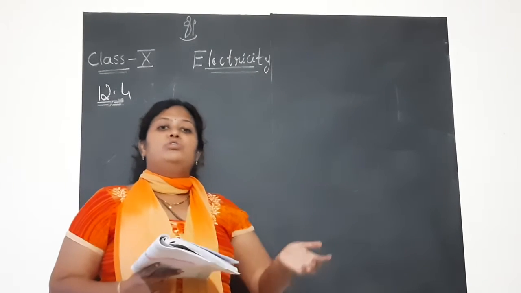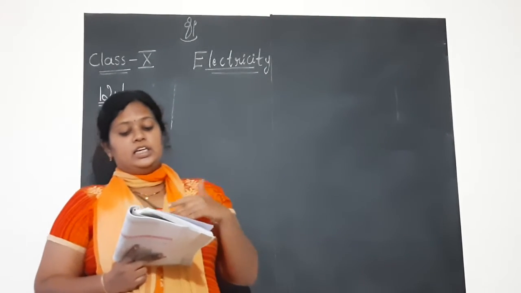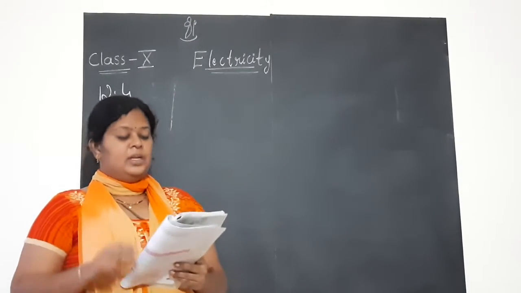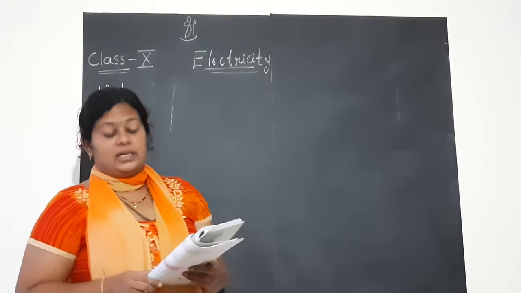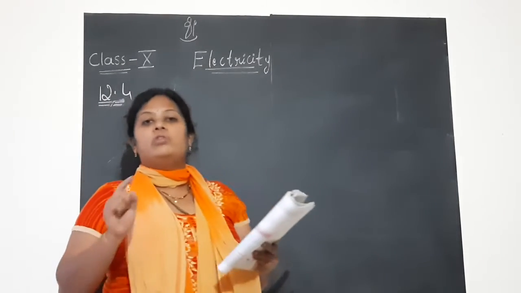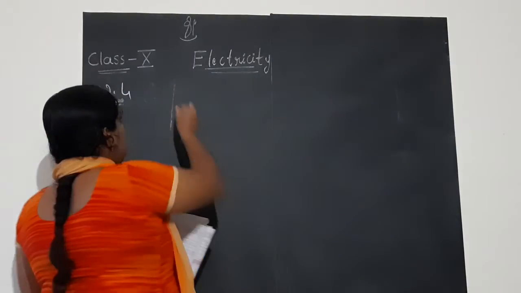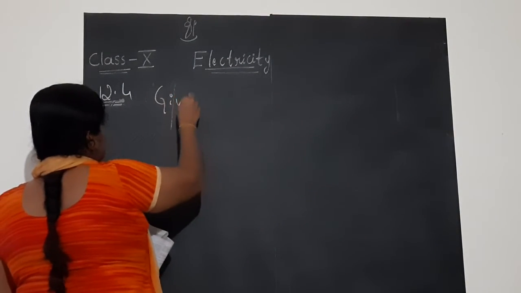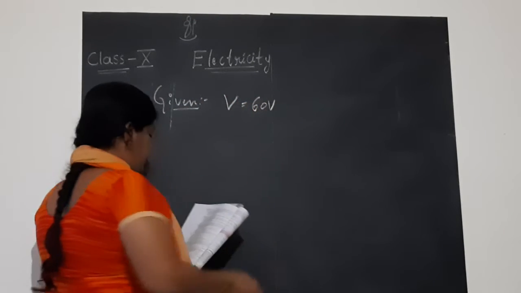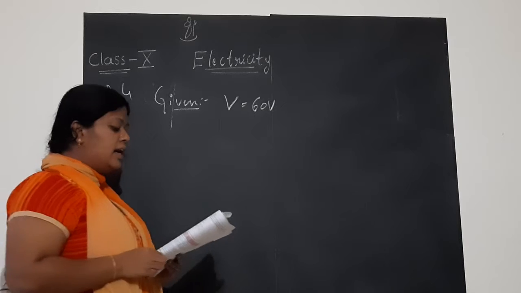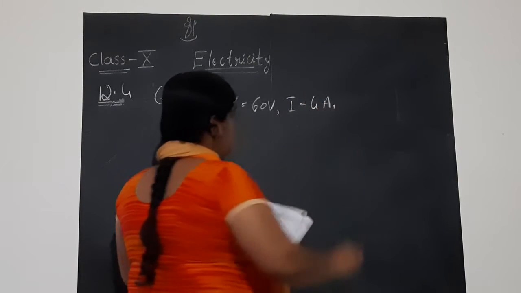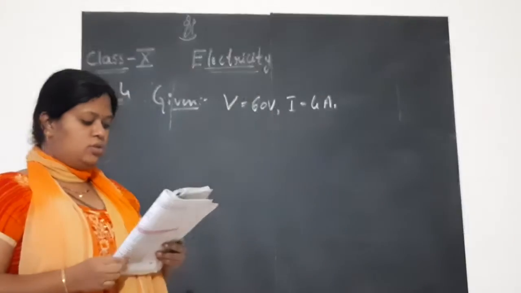So obviously you should know the relation between V, I and R, which means it is Ohm's law. You should apply the Ohm's law formula. But understand the question, there are two parts here. The potential difference between the terminals of an electric heater is 60 volts. So, given V is 60 volts and it draws a current of 4 ampere. Current I is 4 ampere from the source.